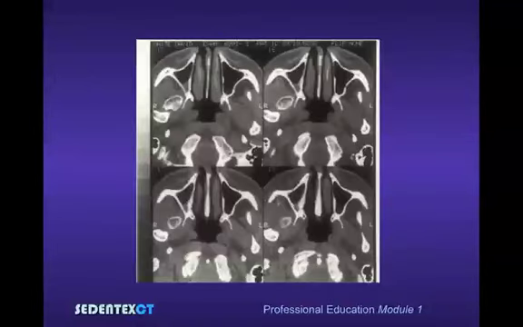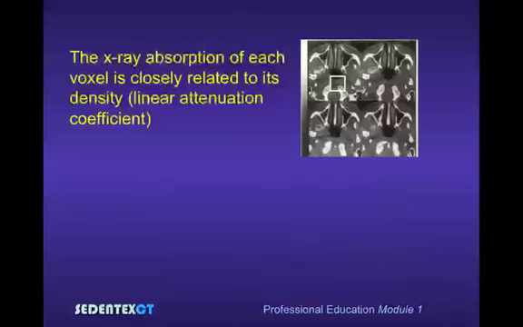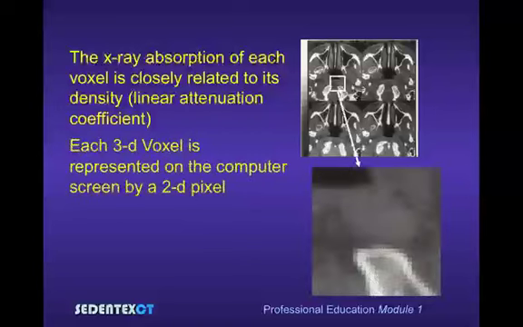Here's part of a CT scan series, and we see multiple slices through this patient's maxilla. The X-ray absorption of each voxel is closely related to its density in CT scanning. This is related to the linear attenuation coefficient of particular materials. Each three-dimensional volume element, or voxel, of the patient is represented on the computer screen by a two-dimensional pixel.